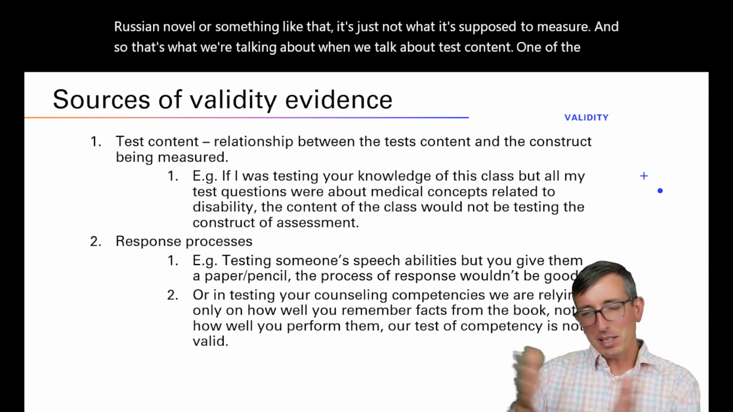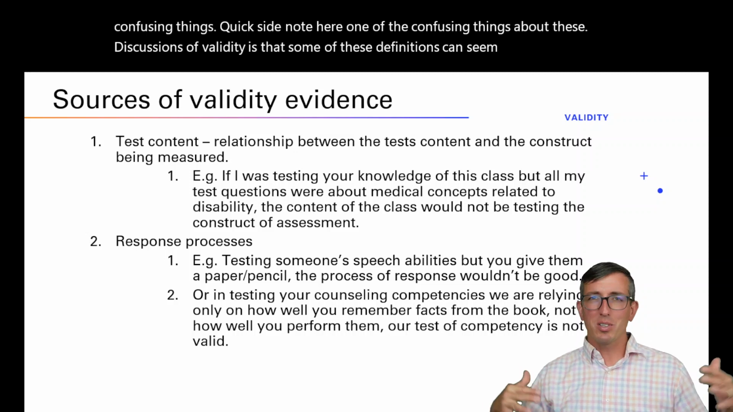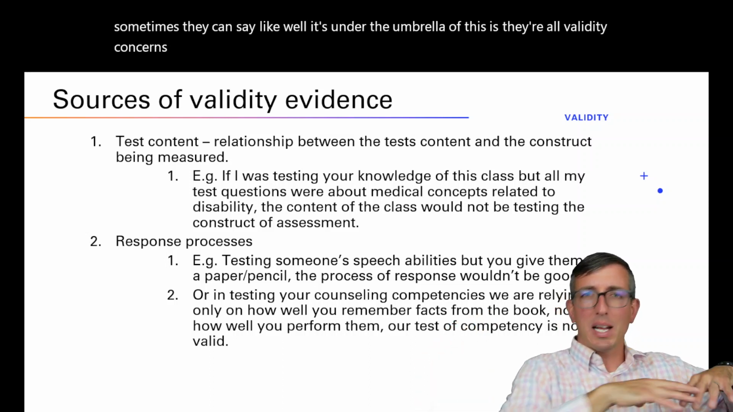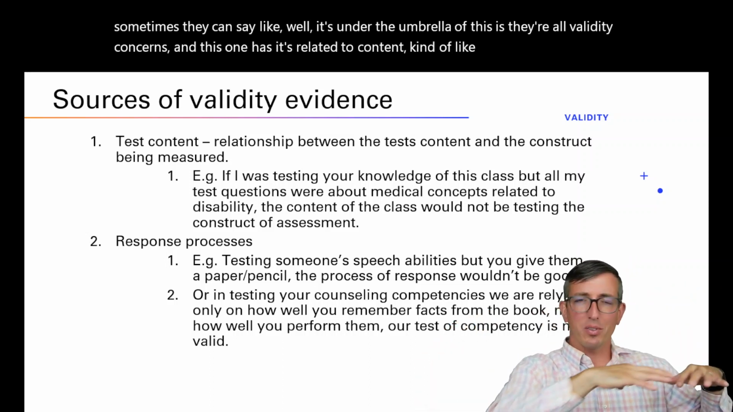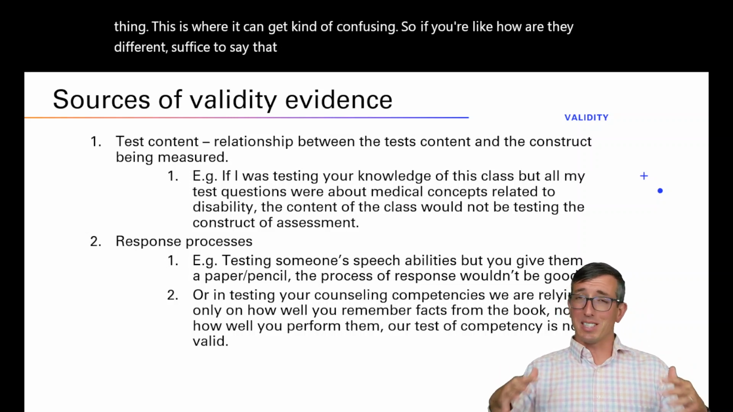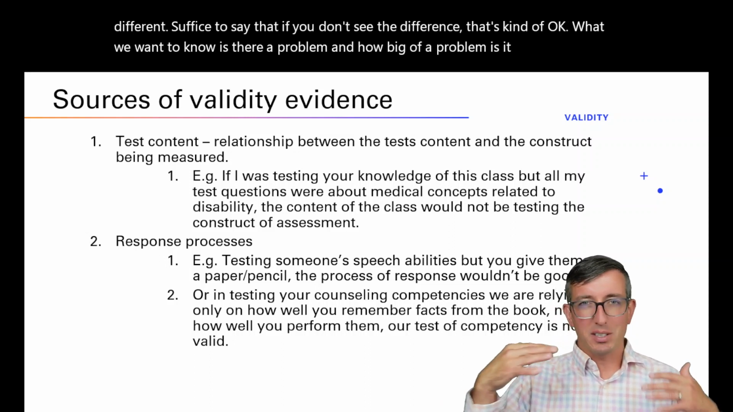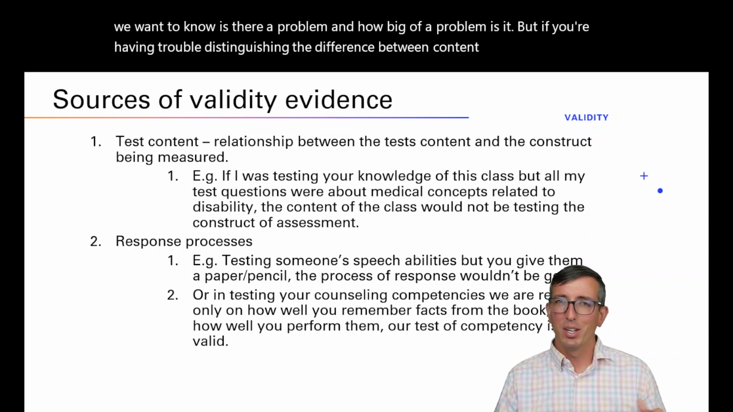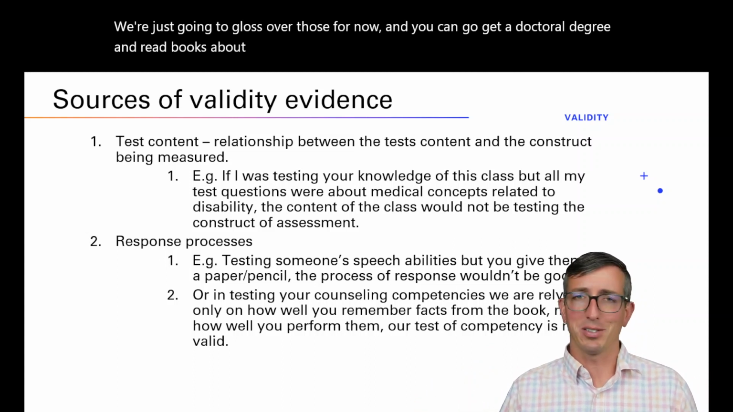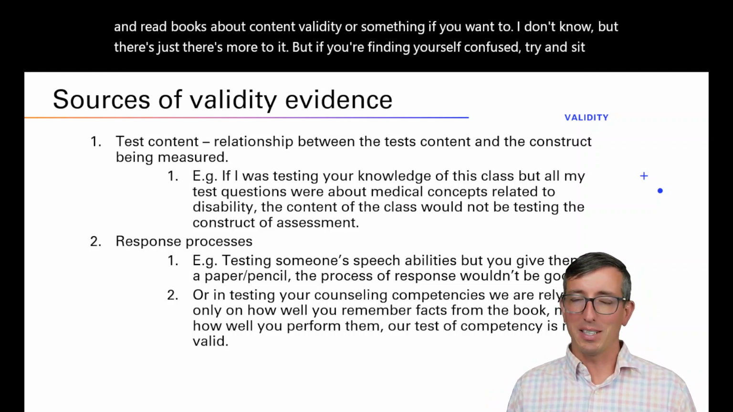Quick side note here, one of the confusing things about these discussions of validity is that some of these definitions can seem very similar, and sometimes they say, well, they're all validity concerns, and this one is related to content, kind of like criteria, but it's a similar thing. This is where it can get kind of confusing. So if you're wondering how they are different, suffice to say that if you don't see the difference, that's kind of okay. What we want to know is, is there a problem, and how big of a problem is it? But if you're having trouble distinguishing the difference between content, criteria, and all that kind of stuff, we're just going to gloss over those for now, and you can go get a doctoral degree and read books about content validity if you want to. There's more to it, but if you're finding yourself confused, try to sit with that a little bit and not be too overwhelmed by it.